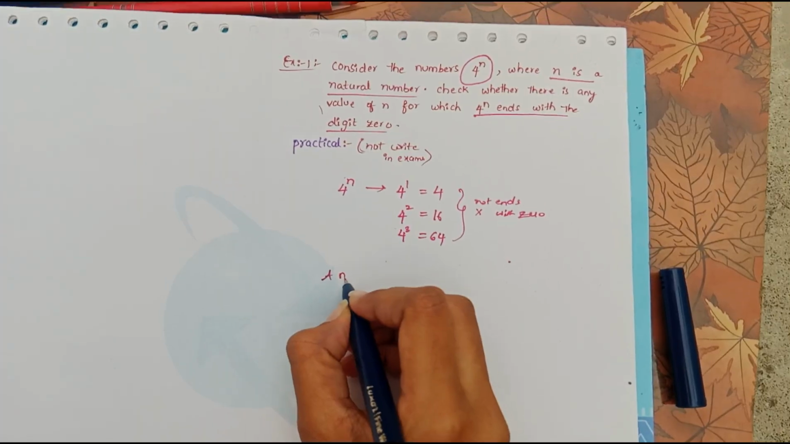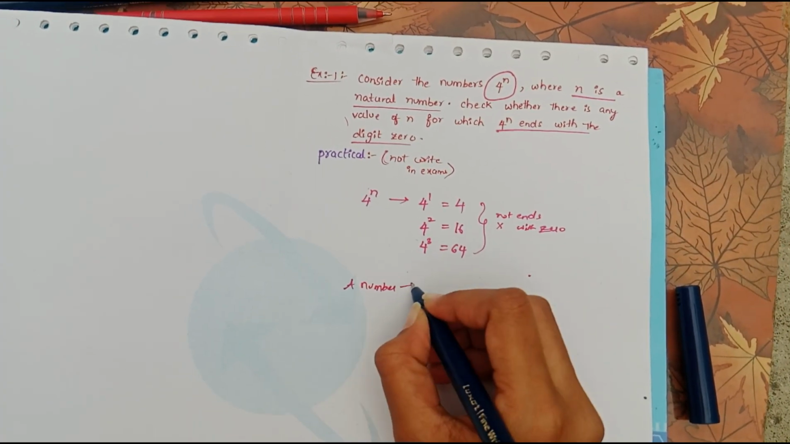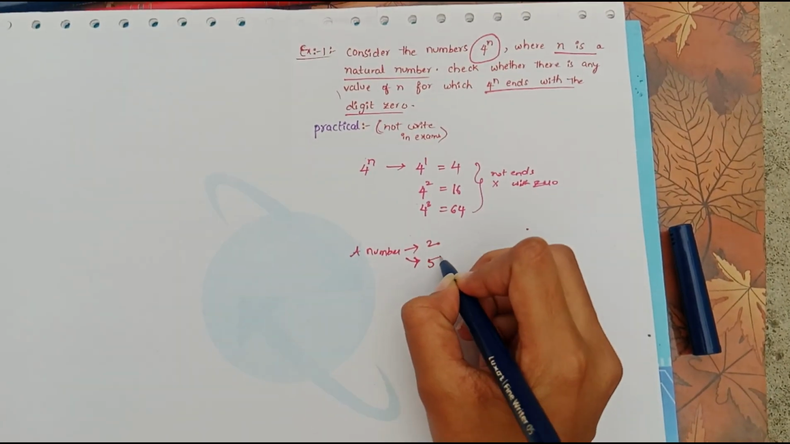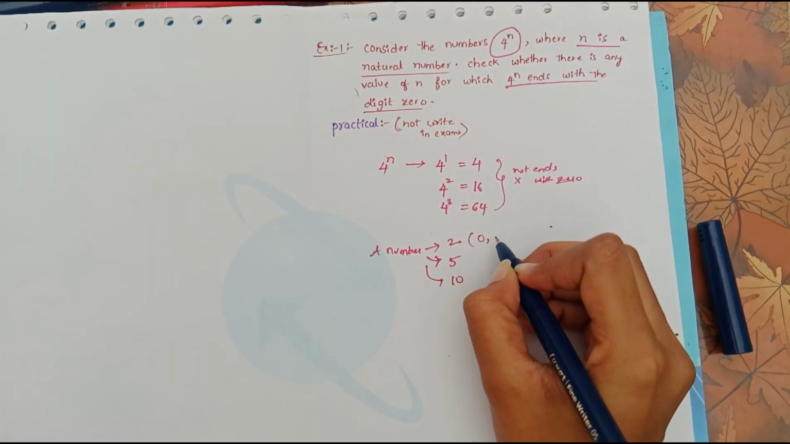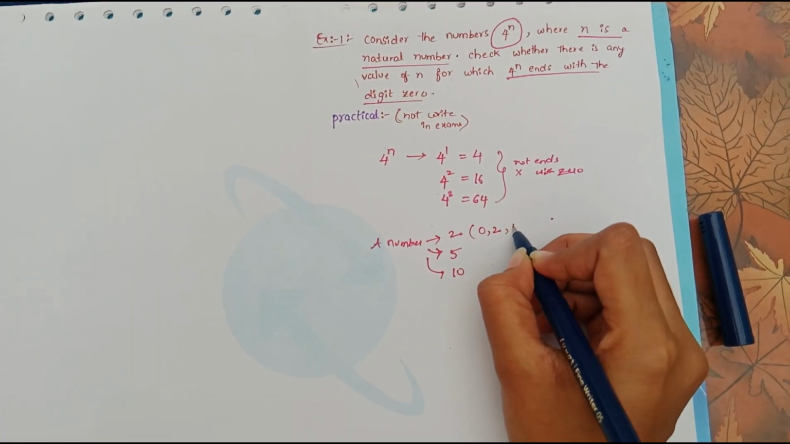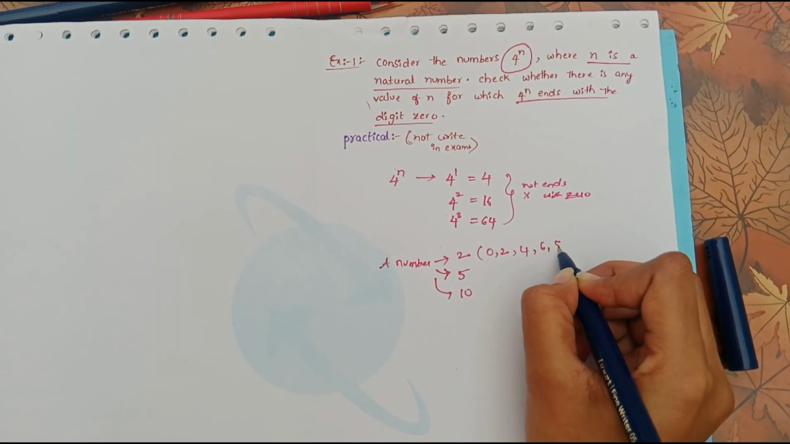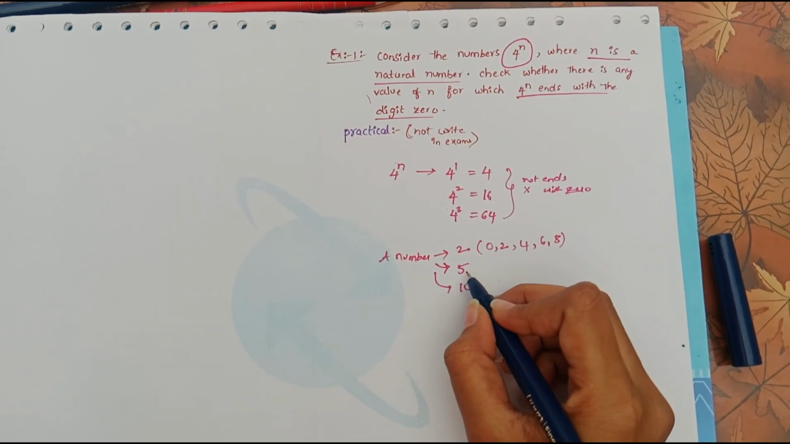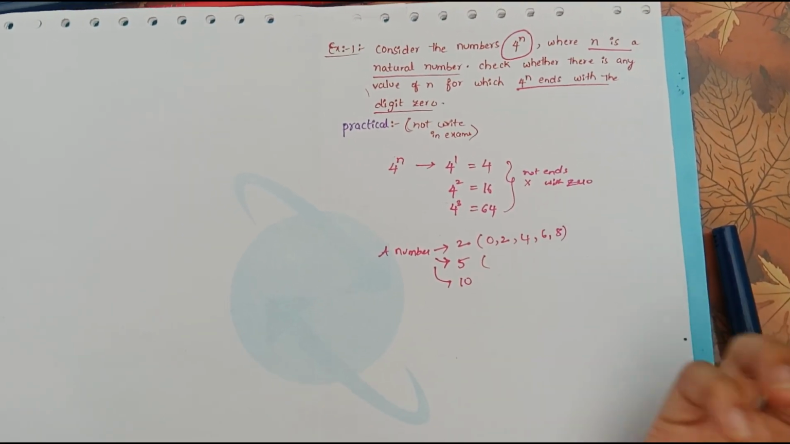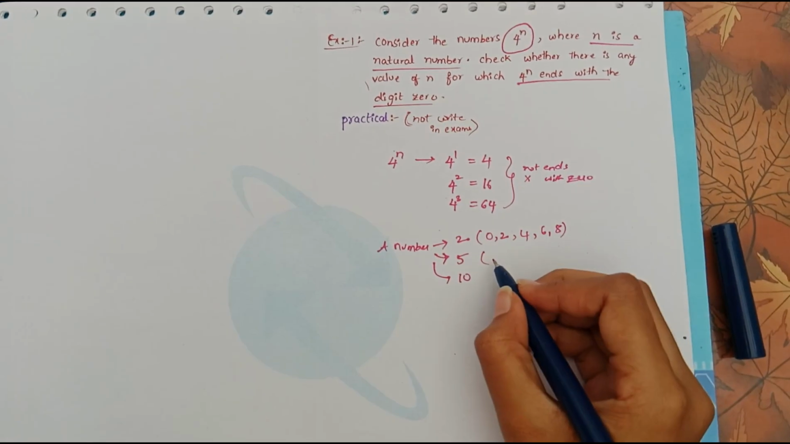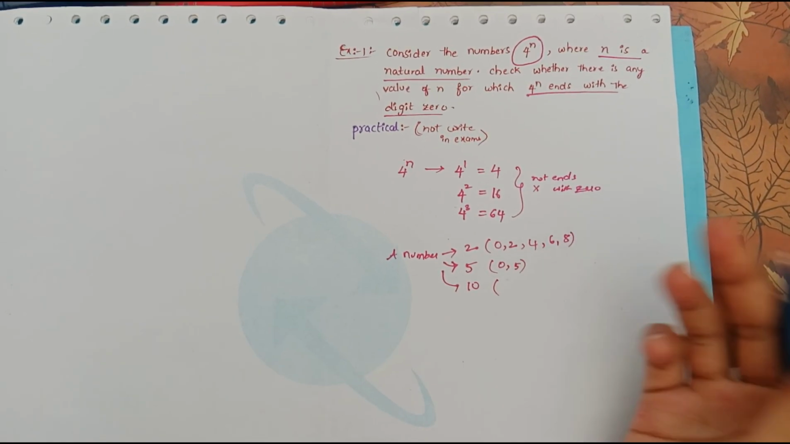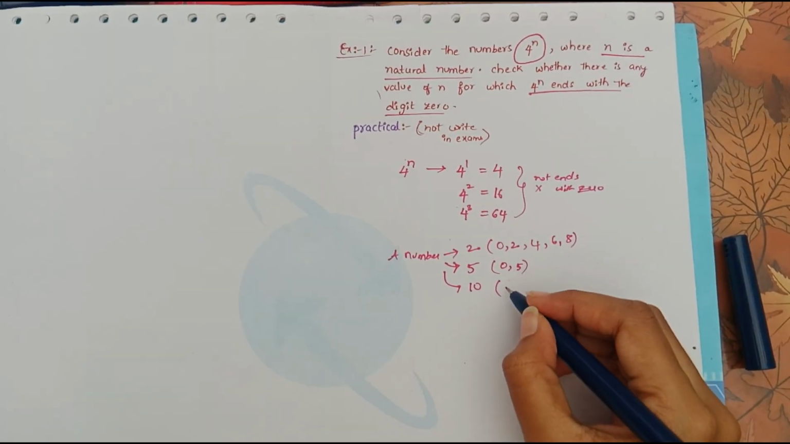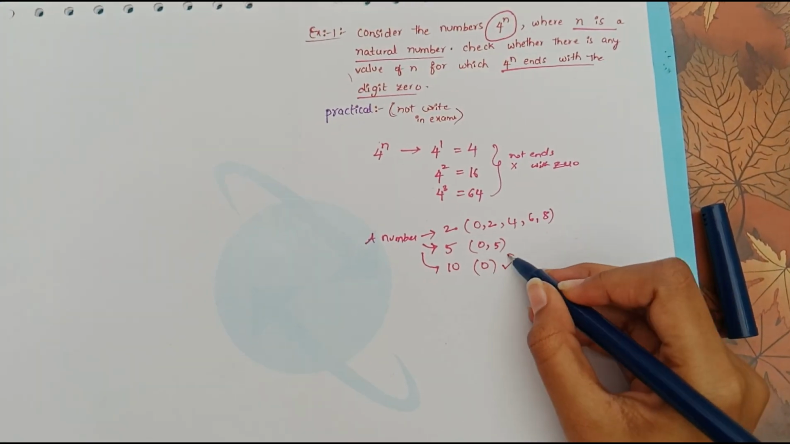Suppose a number ends with 0, 2, 5 and 10. Because a number ending with 0, 2, 4, 6 and 8 is a number divisible by 2. What is in the units place? 0, 5. And a number ends with 0. So we can choose this option.